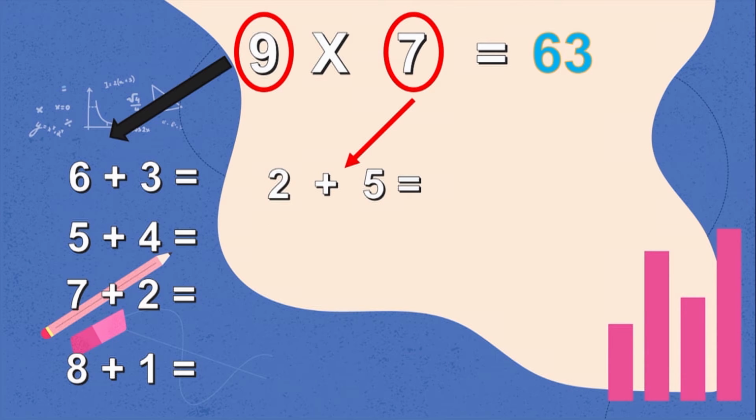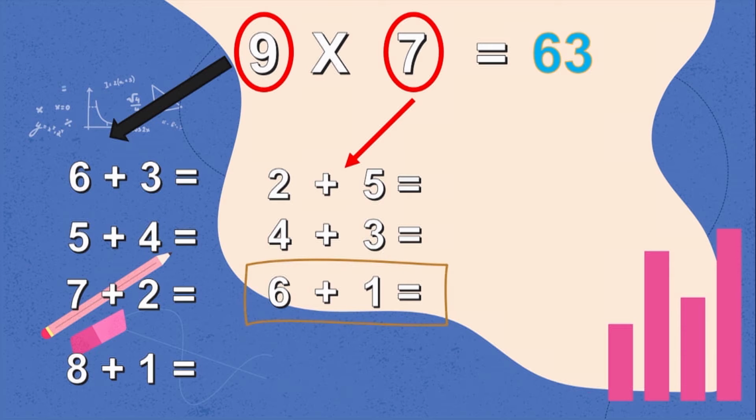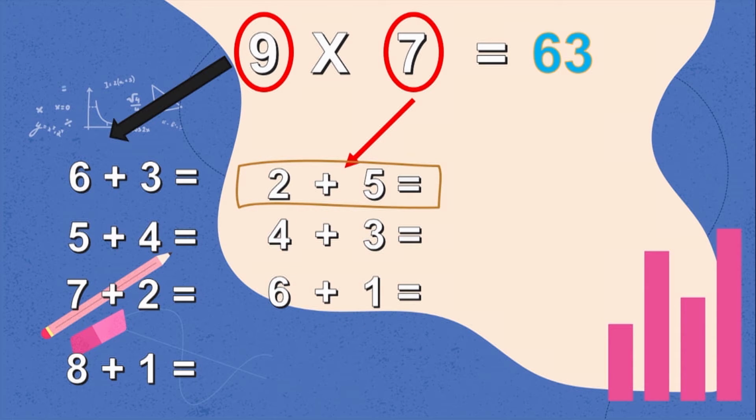And similarly, if we know our 9 times tables, we can break up the 7 into 2 plus 5, 4 plus 3, or 6 plus 1. Now, if you're doing mental maths, just answer me this and we move on. Which would be the easiest to deal with? Would it be 6 plus 1, or 4 plus 3, or 2 plus 5? Based on your knowledge of tables, it may be different answers.